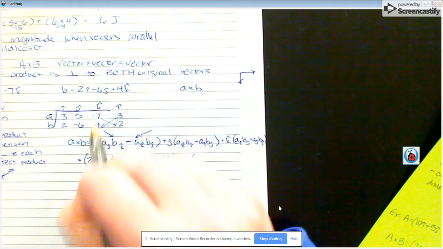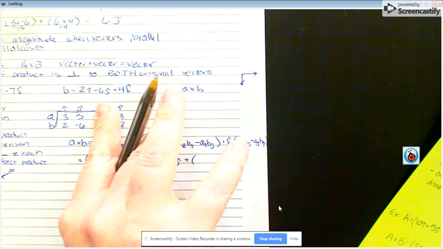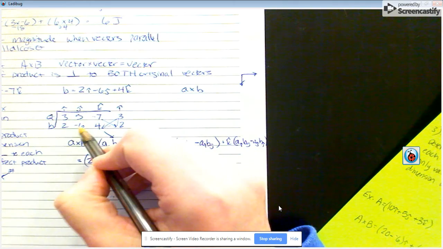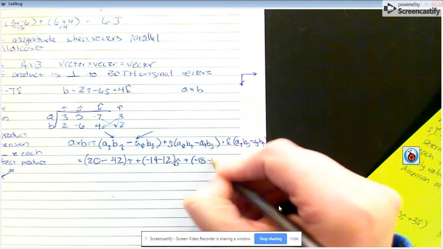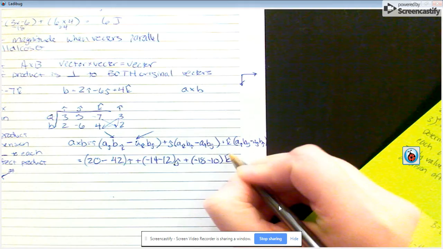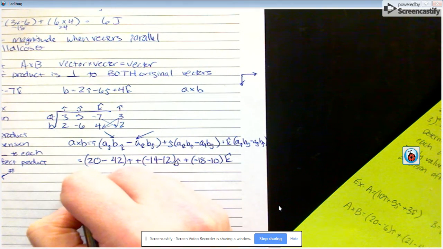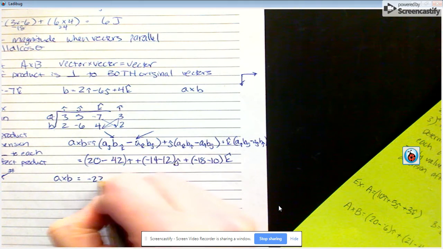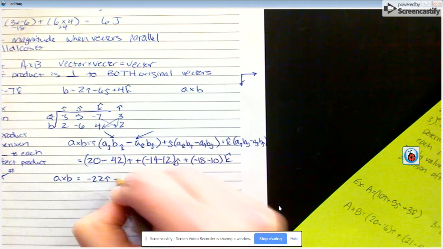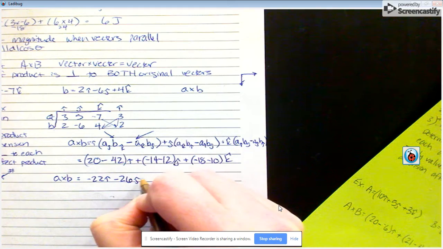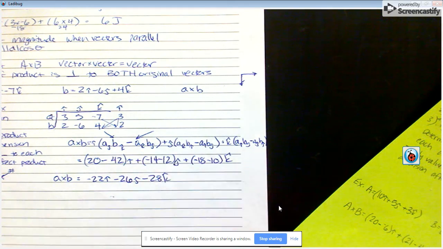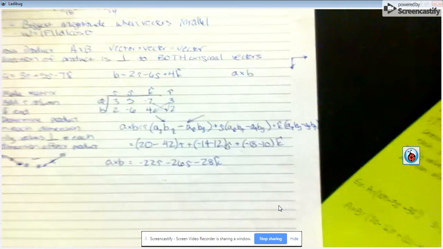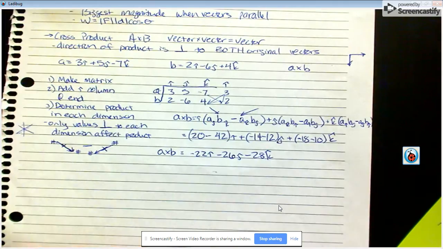And then plus k hat. I'm going to cover up that and just do those two. So that's 3 times negative 6 minus 5 times 2. That's our k hat value. So our final answer for A crossed with B is negative 22 i hat minus 26 j hat minus 28 k hat. That's it. So in the end, it's really not a tricky process. Let's do one more to practice.